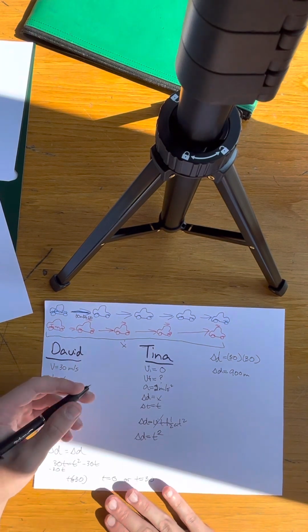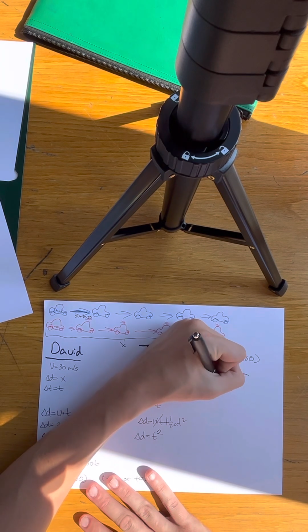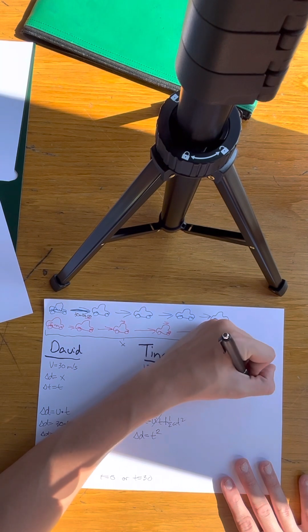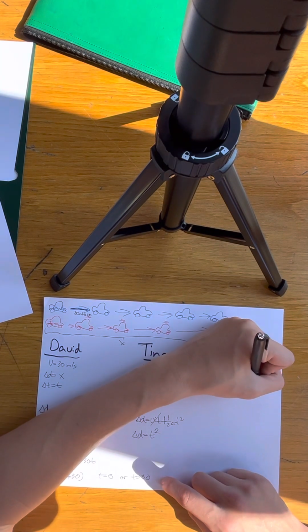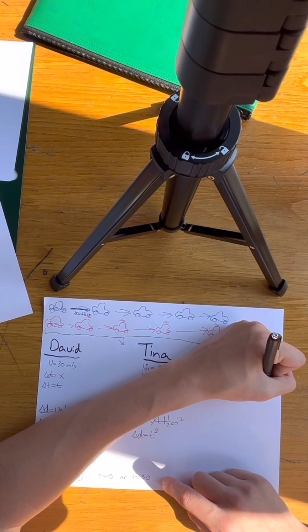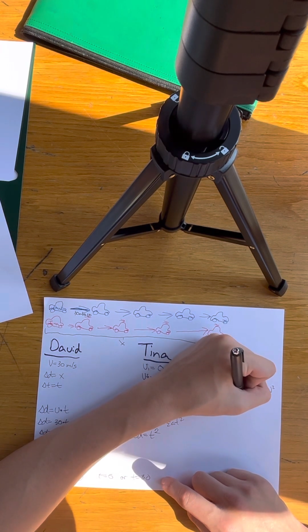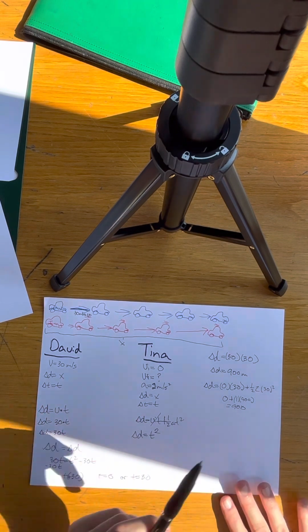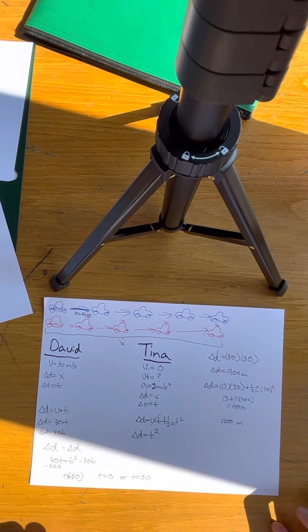To fact check it, we can also go back to Tina, and we can just go ahead and do initial velocity 0 times 30 plus 1/2 times 2 times 30 squared, which is equal to 0 plus 1 times 900, which is equal to 900. So our final answer is 900 meters traveled before Tina passes David.